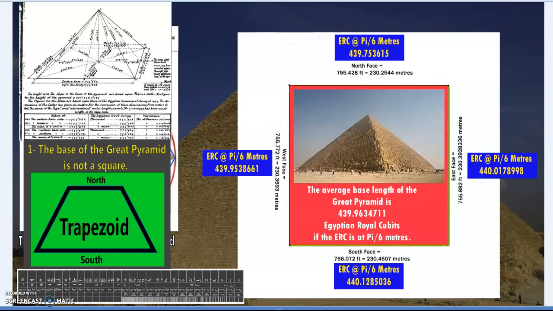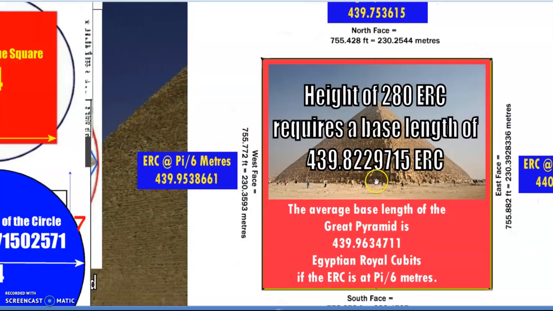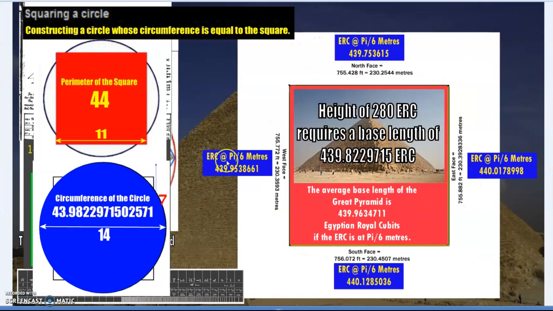But so back to squaring, getting the perimeter of a square equal to the circumference of the circle based on the 7, 11, 44 and 43.98. The height of a pyramid is 280 Egyptian royal cubits based on the proportions. So what you would require to have a perfectly equal perimeter of a square, or the base, and the circumference of that circle would be 439.82975.